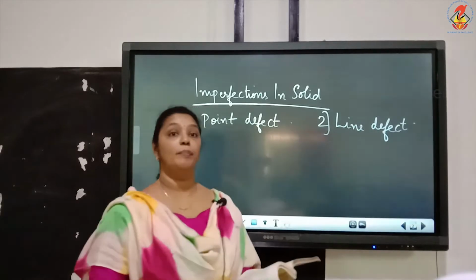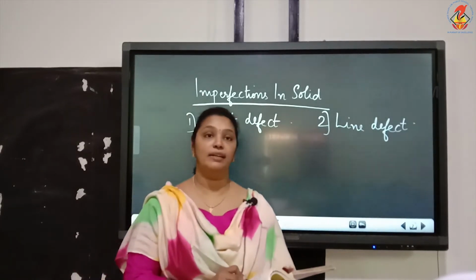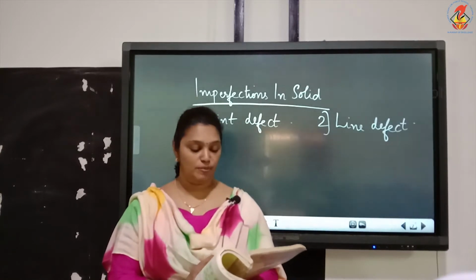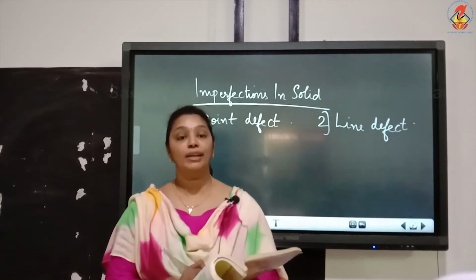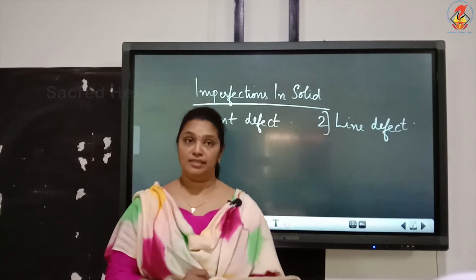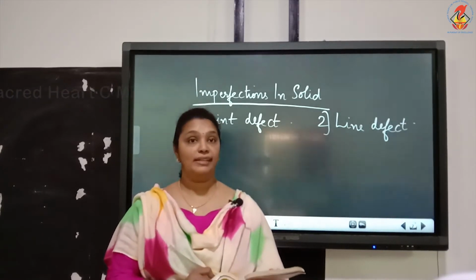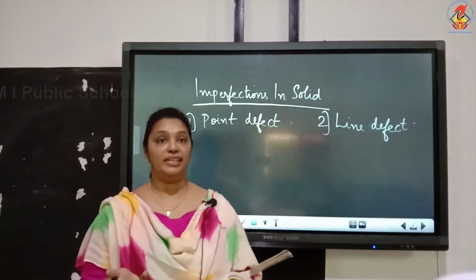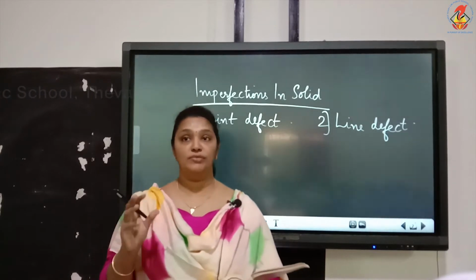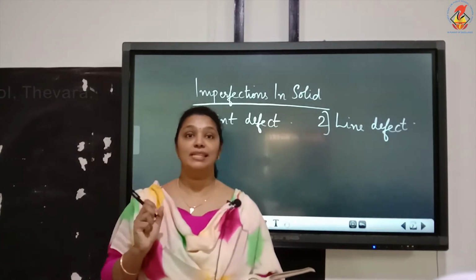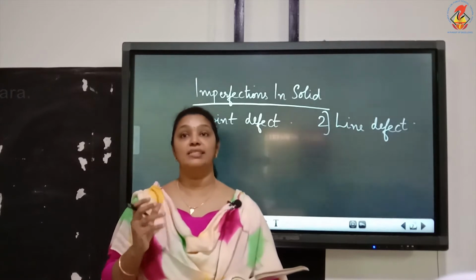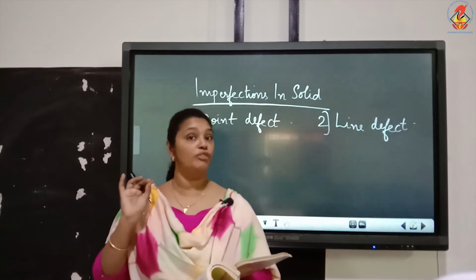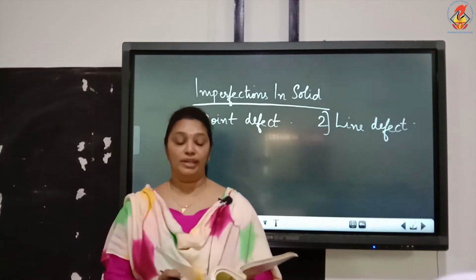Now, what do you mean by point defect? Point defects are the irregularities or deviations from ideal arrangement around a point or an atom in a crystalline substance. So if there is an irregularity in the arrangement of atoms in a crystalline substance, we call that defect a point defect. Because when we discussed the space lattice and unit cell, we considered these constituent particles as points. So if there is an irregularity in the arrangement of points, we call that defect a point defect.